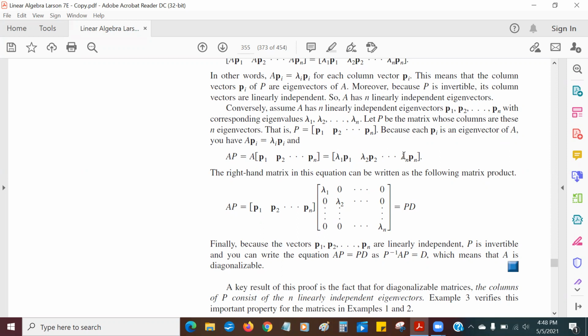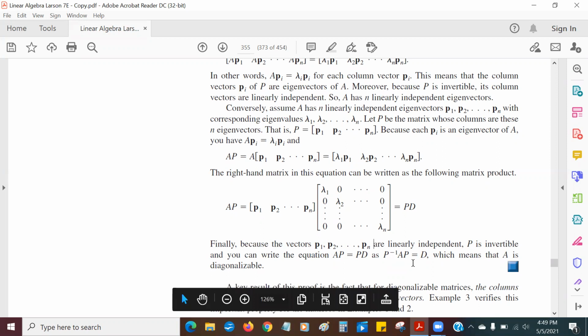So AP, which is equal to this guy, is also equal to that guy, but that guy there is PD. So we have AP equals PD, and because these vectors are independent, that means P is invertible. So I can multiply both sides here by P inverse. I get P inverse AP equals D, which means that A is diagonalizable because A is similar to a diagonal matrix, and that is awesome.